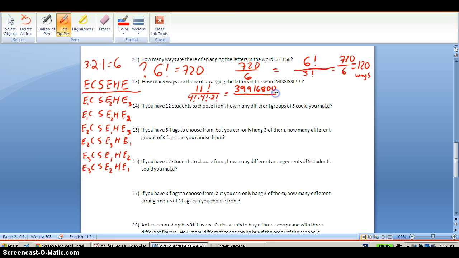I actually read it better once I put some commas in there. That's 39,916,800. Okay, on the other calculator, the FX300MS, the factorial button is near the top left, right under the shift button. So I will type in 11, hit shift, and then hit the button right below the shift. And again, that should give me 39,916,800.